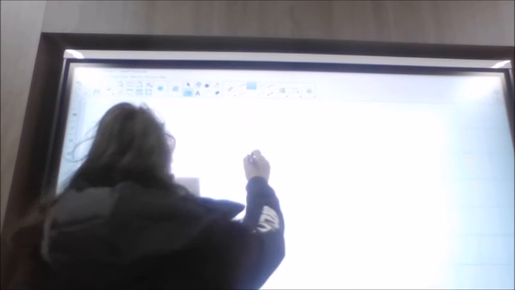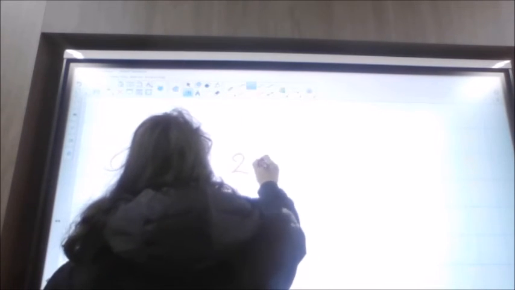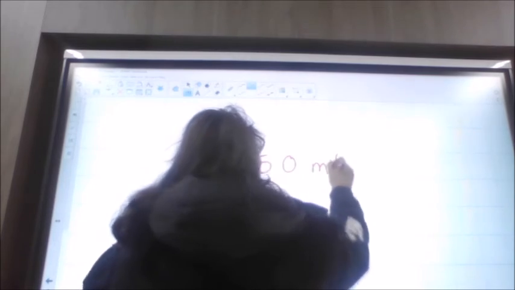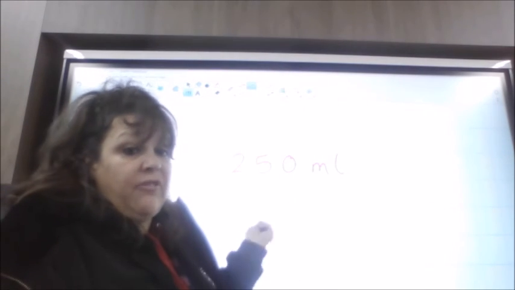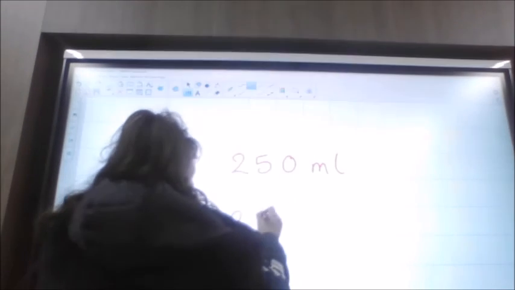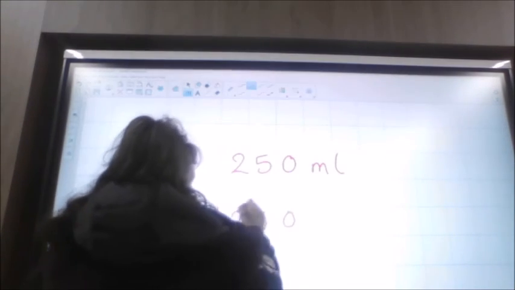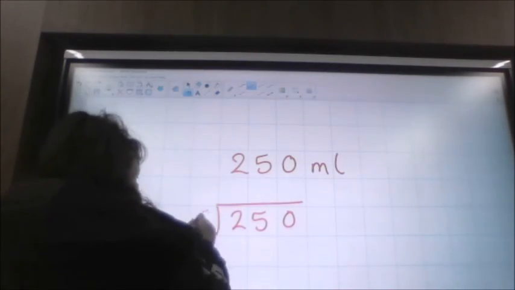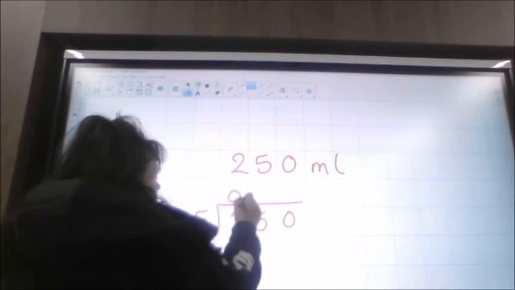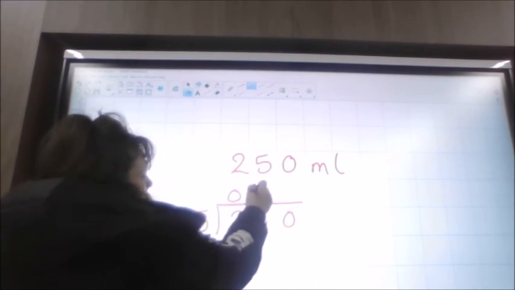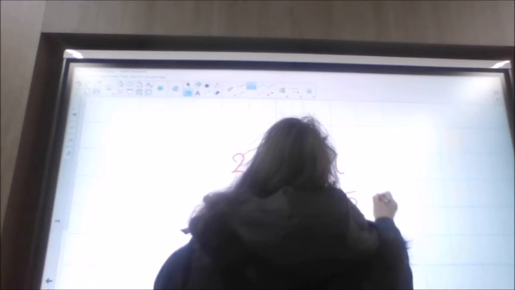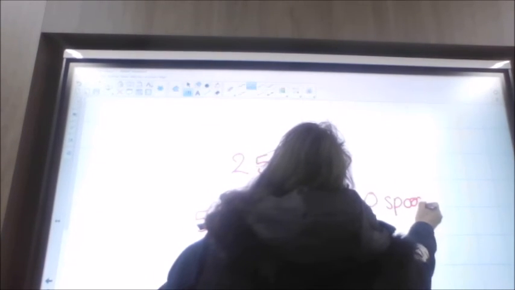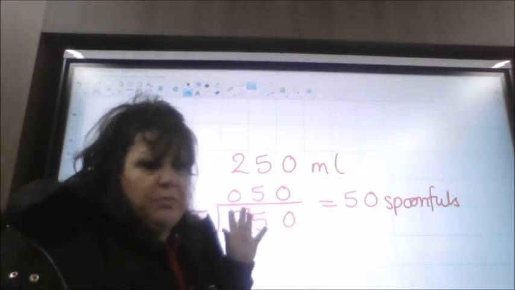So let's say 250 millilitres in the bottle. Each time you take a spoonful, it's 5 millilitres out. So if I do a little division sum here, bus stop method, okay, 5s into 2 don't go. Okay, 5s into 25, go 5, and 5s into that 0. It is 50 spoonfuls. Okay, so you've got some little problems there.